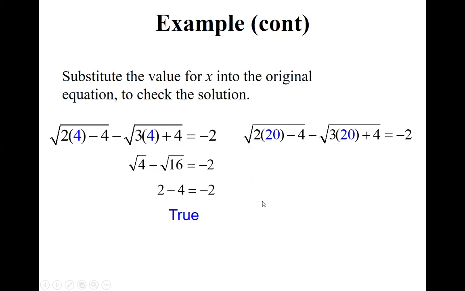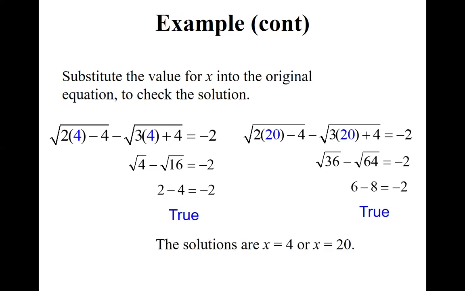If we plug 20 in, 2 times 20 is 40, minus 4 is 36. So that's radical 36. Minus 60 plus 4, radical 64. That's 6 minus 8, which is also negative 2. Both 4 and 20 work. The solutions are x equals 4 or x equals 20.